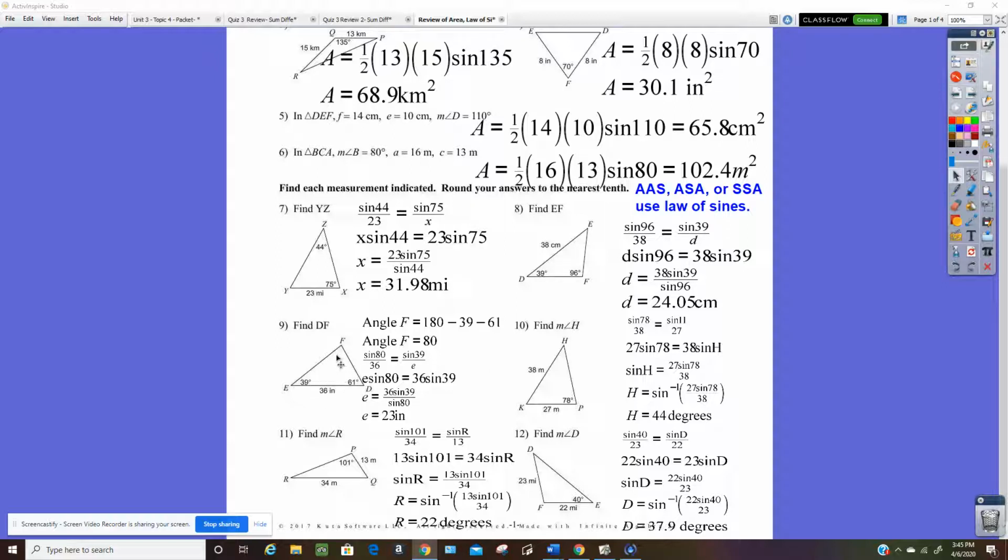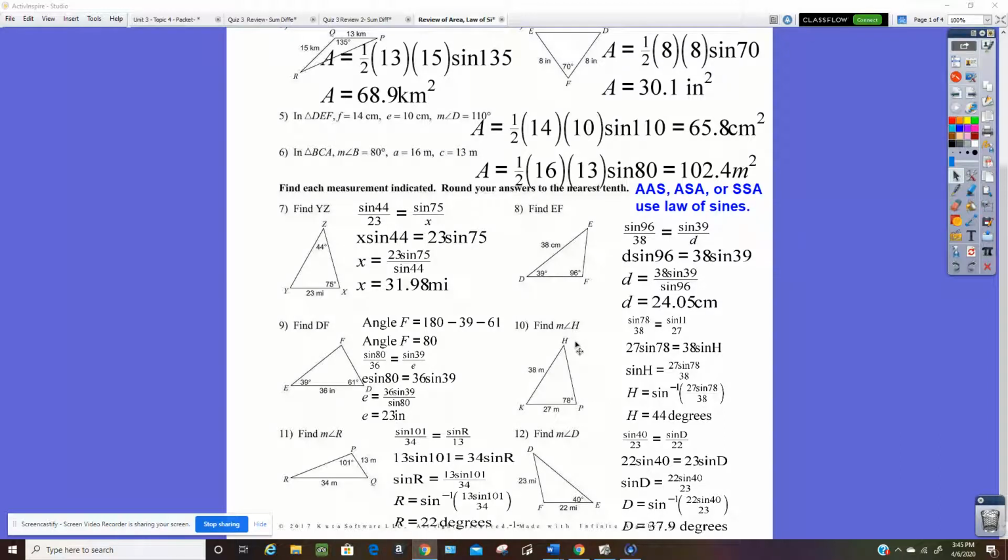You have to find this angle F first. When we get to this one, I'll explain how that works. And then over here, number 10 and number 11 are side, side, angle, and number 12 is also side, side, angle. So for 10, 11, and 12, we really should check the ambiguous case, but I'm not going to test you on that.